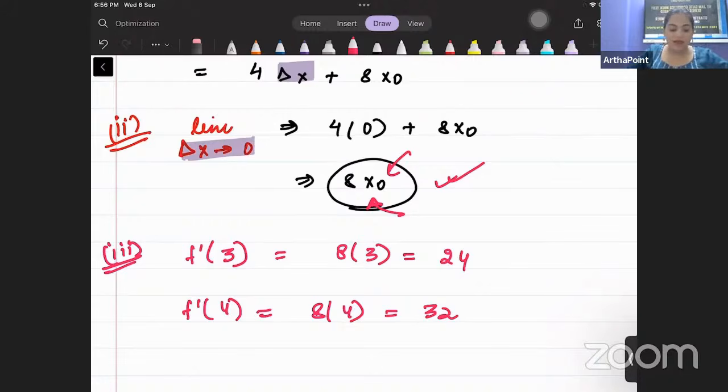Is this clear? Give me a yes if it is clear to you. Everybody, the difference quotient should be completely clear. The derivative should be completely clear.